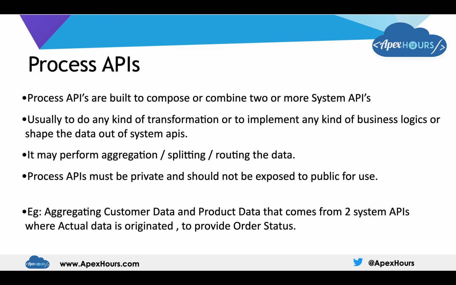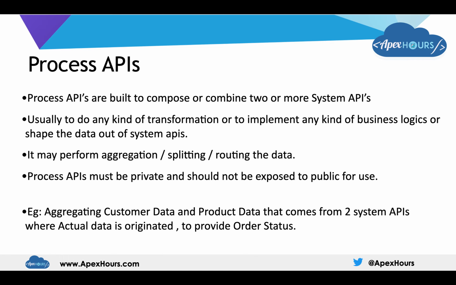To understand the concept takes time, but once you get real-time experience, you will understand why we have these three kinds of APIs. We are just naming the APIs; whatever functionality we are doing, we give it a name. So understand it that way. As an example, aggregating means combining. For example, customer data and product data come from two different system APIs where the actual data originates, to provide order status.